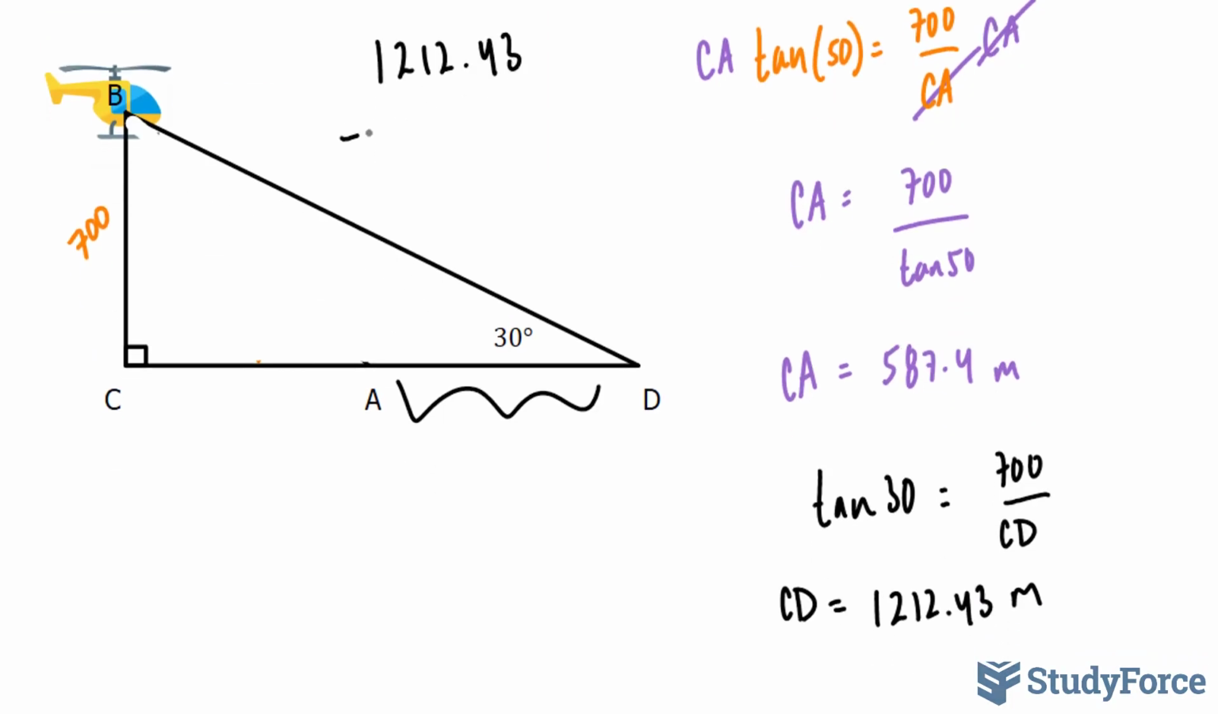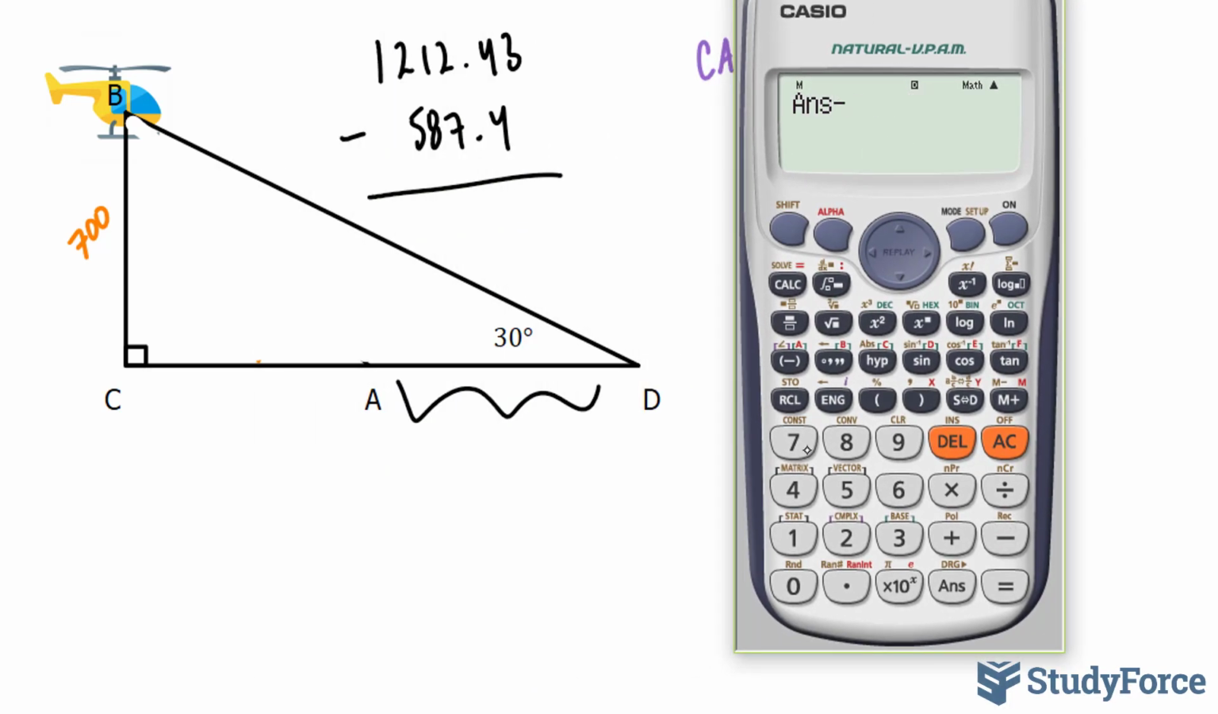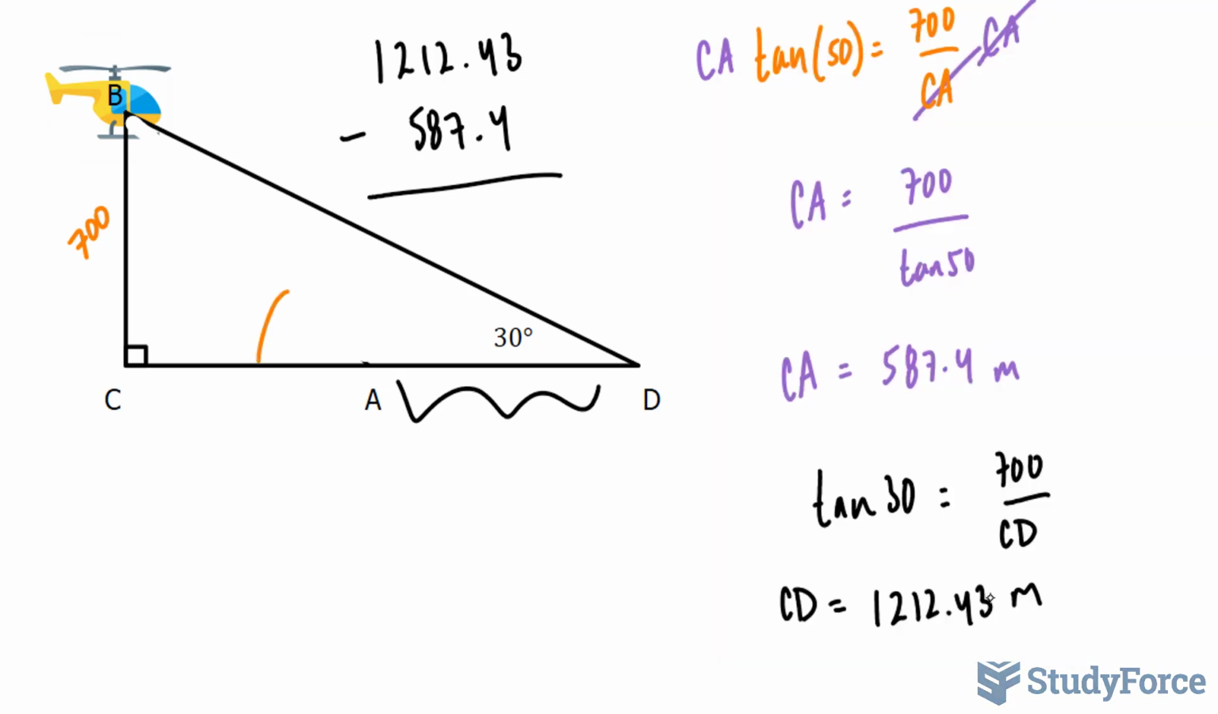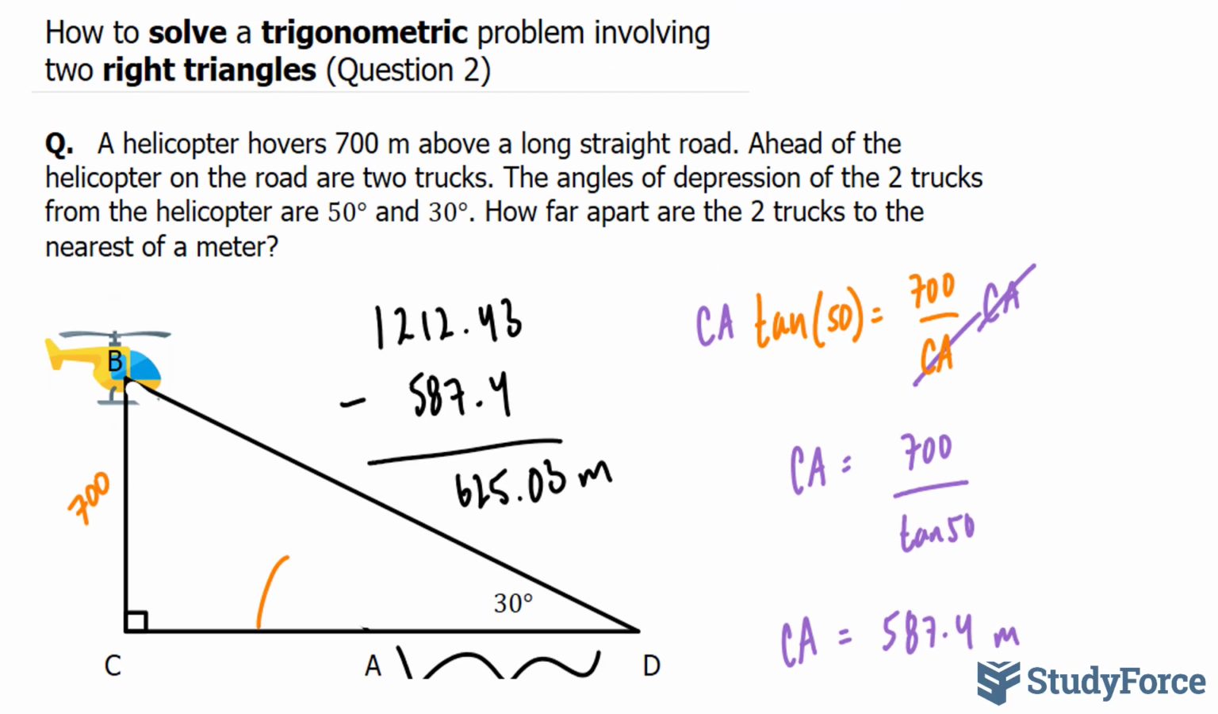1,212.43 minus 587.4 using our calculator. Subtracting this from 1,212.43 gives us an answer of 625.03. So therefore, the distance between the two trucks is 625.03 meters. And there you have it. That is how to solve a trigonometric problem involving two right triangles.